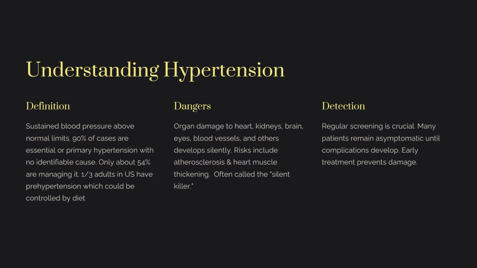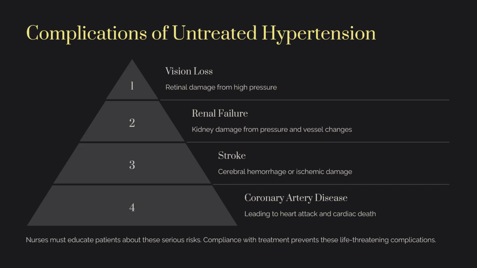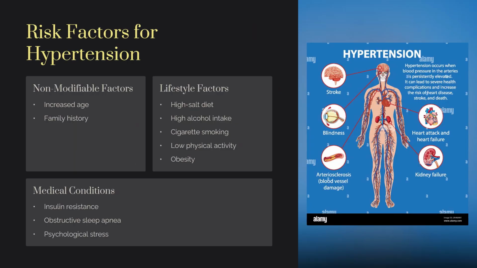This can potentially lead to atherosclerosis and thickening of their heart muscle. It is important for us to detect this early, and the earlier we treat it, the less likely they are to have serious issues. It is important for them to be compliant. So assessing for those side effects will be important. Other things that could occur are renal failure, stroke, coronary artery disease. Again, important to teach patients that these are potential complications to encourage them to be compliant with their treatment.